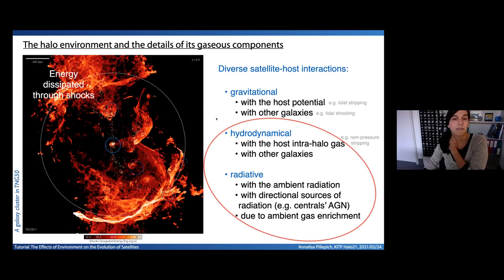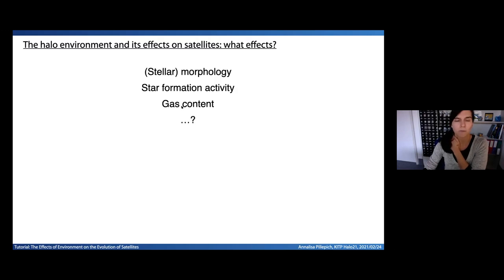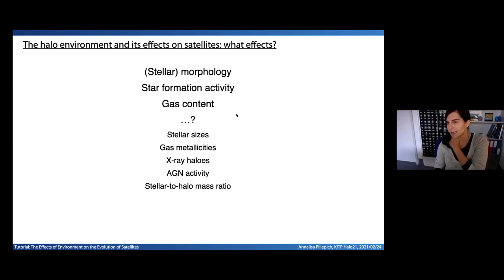Now, when we think about the effects of the environment, what are we thinking about? Let's talk about a couple of observational facts. Observed facts, both in observations of the sky, and more recently also realized in simulations. So we're thinking about properties of galaxies like stellar morphology, star formation activity, and gas content, but also possibly stellar sizes, gas metallicities, X-ray luminosity of their halos, AGN activity, and the stellar to halo mass relation.